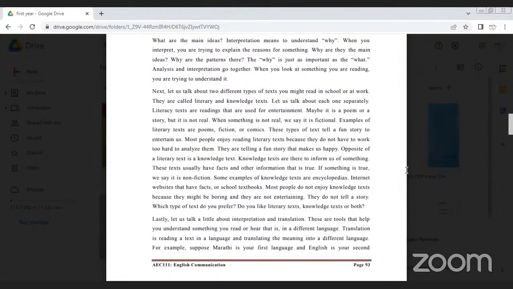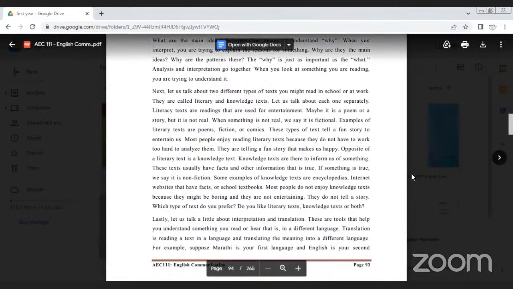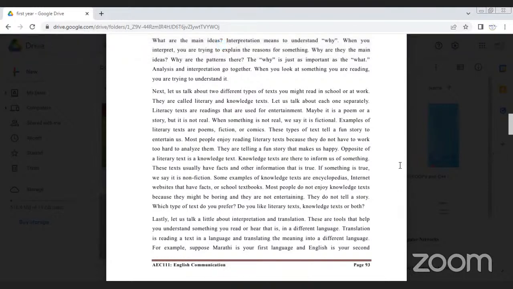When something is not real, we say it is fictional. Examples of literary text are poems, fiction, or comics. These types of text tell a fun story to entertain us. Most people enjoy reading literary text because they do not have to work too hard to analyze them. They are telling a fun story that makes us happy. The opposite of a literary text is a knowledge text.